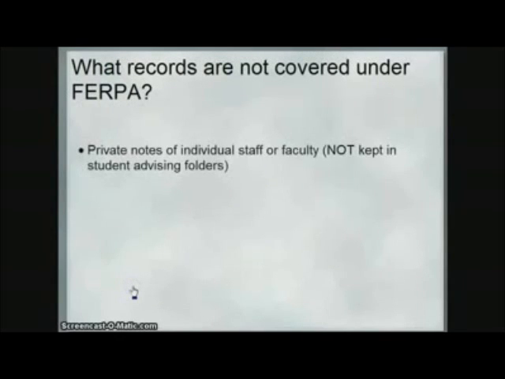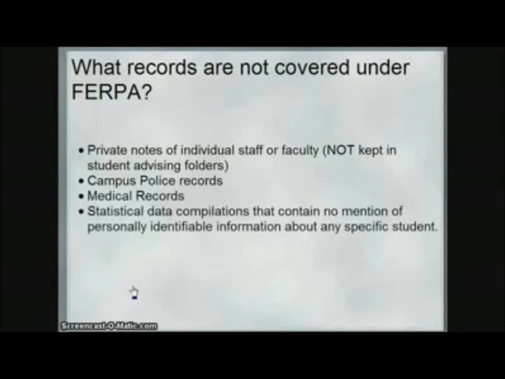What are not records covered by FERPA? Private notes of individual teachers. If they are written for that teacher only, they are not considered under FERPA. However, they cannot be placed in the student advising folders. Also not covered are campus police reports, medical records, and statistical data compilations that contain no personally identifiable information for that student.